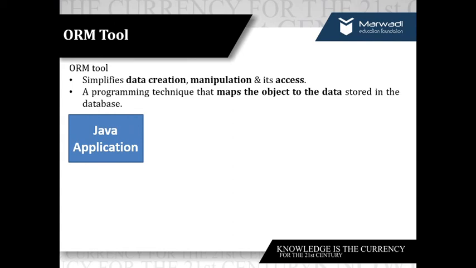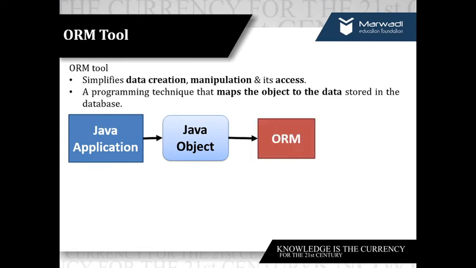So it's like a Java application has got objects, a Java object obviously, and this object, with the help of ORM, that is Hibernate, which is an Object Relational Mapping tool, is stored into the database.